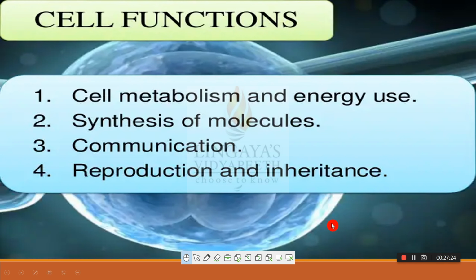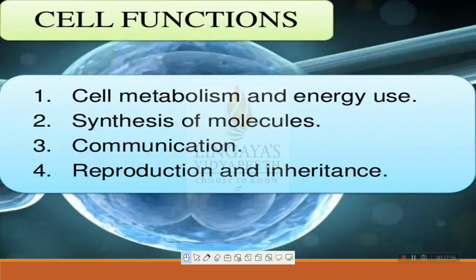Now, the next function of the cell is reproduction and inheritance. As we all know, all organisms inherit the genetic information specifying their structure and function from their parents. Likewise, all cells arise from pre-existing cells. So, the genetic material must be replicated and passed from parent to progeny cell at each cell division. This is maintained by the cell itself.